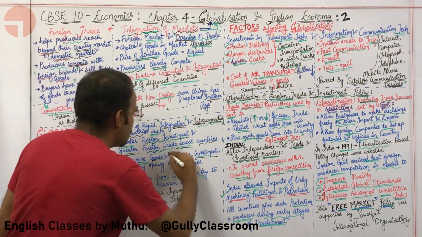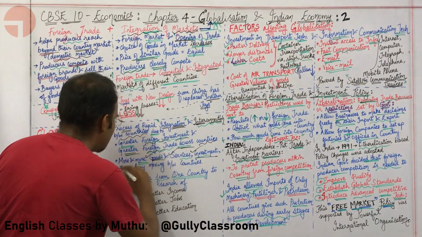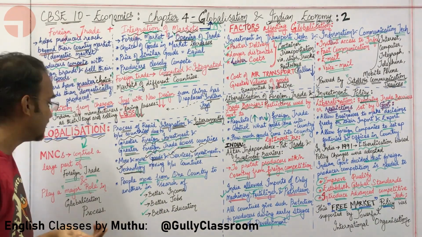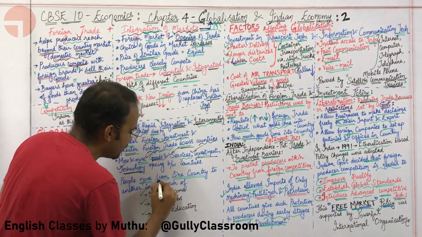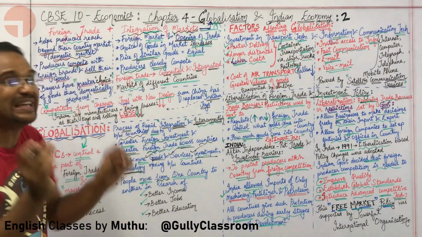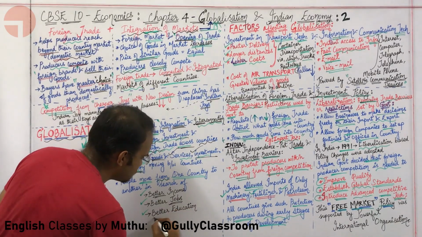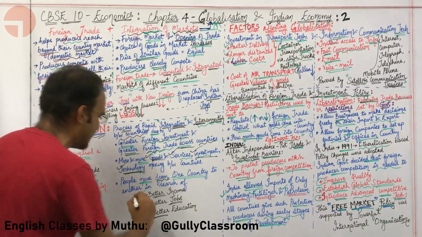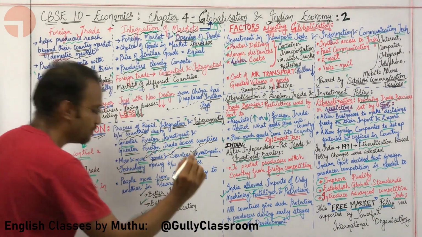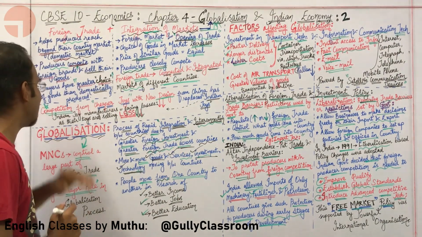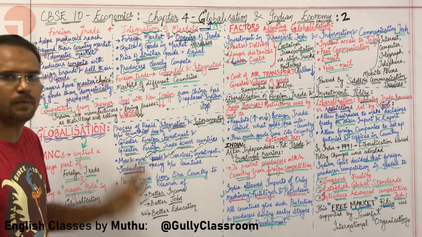What are moving? Goods and services, investment and technology are moving between the countries. Also, people are moving from one country to another in search of better income, better jobs and better education. That's basically the definition of globalization.